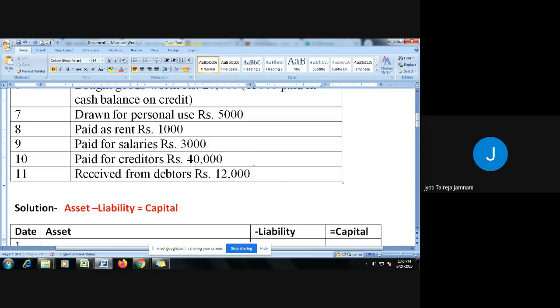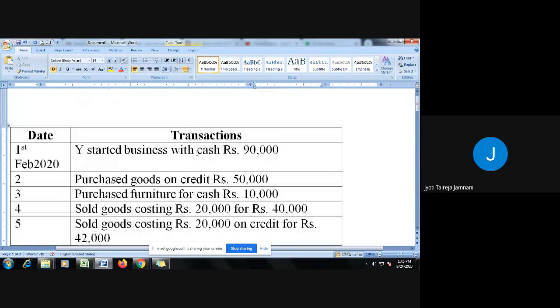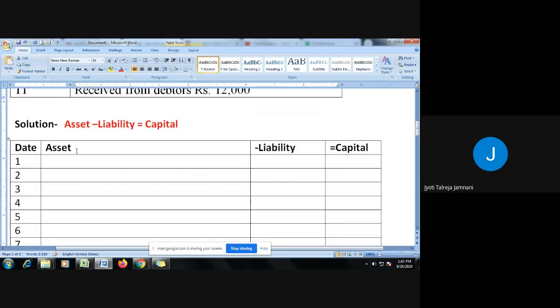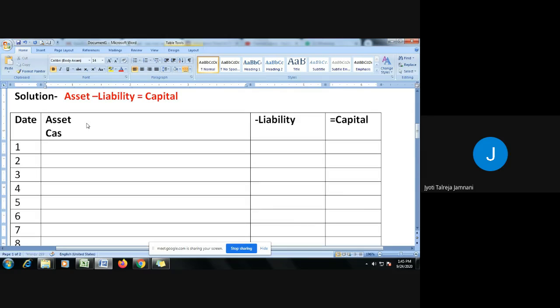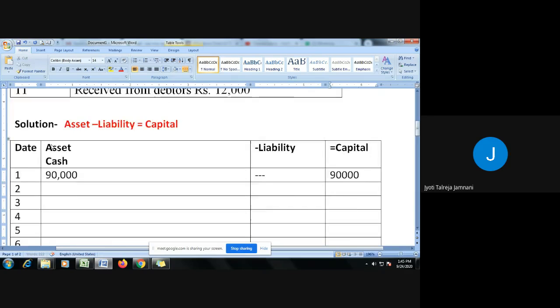First transaction, Y started business with cash rupees 90,000. So there are two things here. Cash coming in the business, and who is giving it? Y. Who is Y? Y is the owner. So whatever he contributes, we call it as capital. So cash and capital are the two things. So under asset, the first asset that I have got now is cash, and the amount is 90,000 rupees. Under liabilities, it is 0, so there is no liability. So 90,000 minus 0, capital will be 90,000. So this was the first transaction.